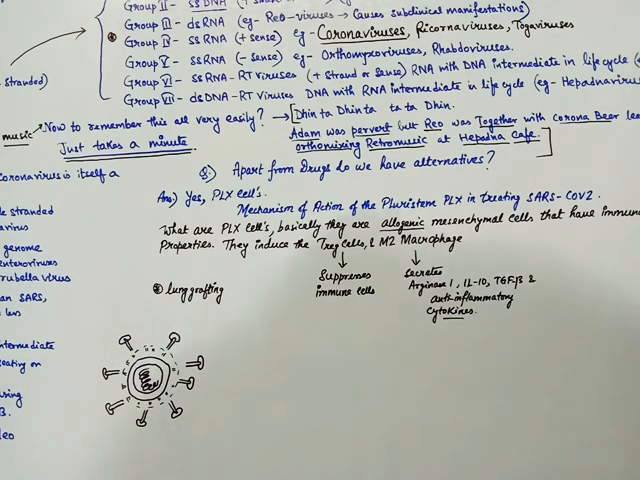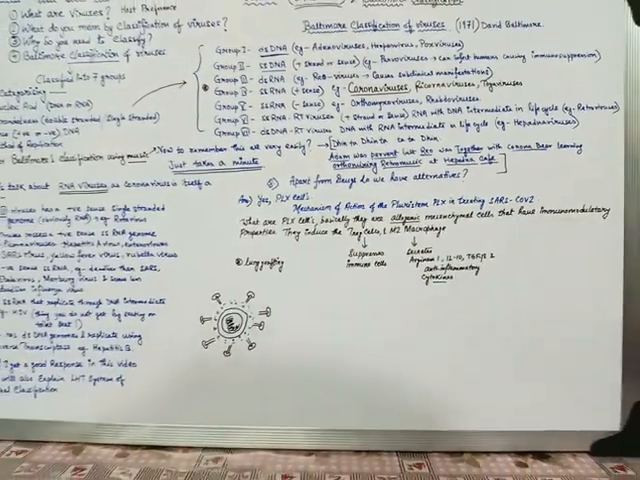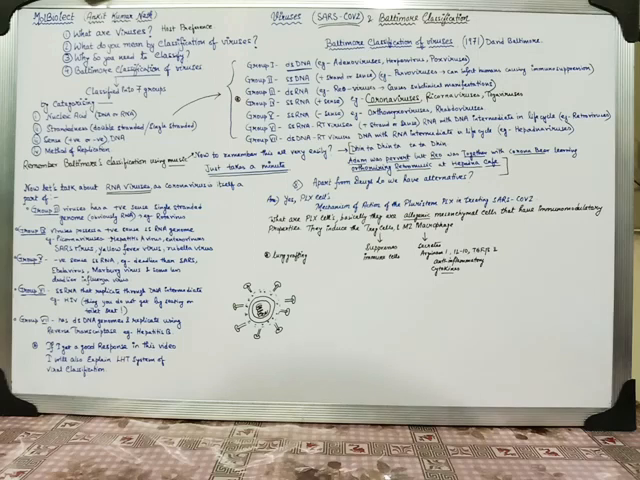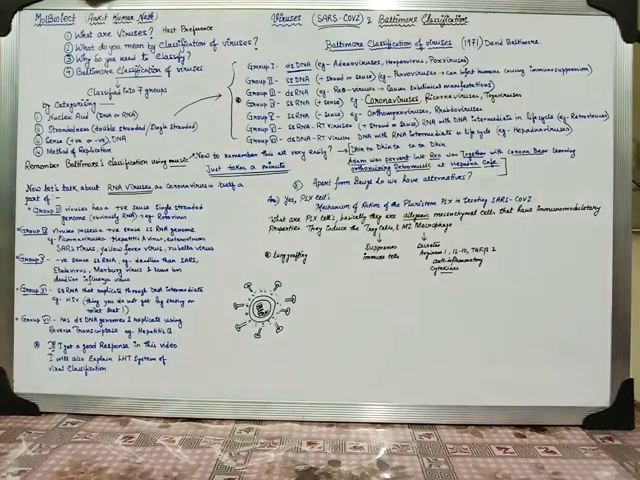So this covers my entire video. This was the focus of my video today: what is the Baltimore classification, what are viruses in detail, and also the 7 groups, the RNA viruses, and do we have anything other than drugs that can be useful in treating SARS-CoV-2? So the answer is yes.